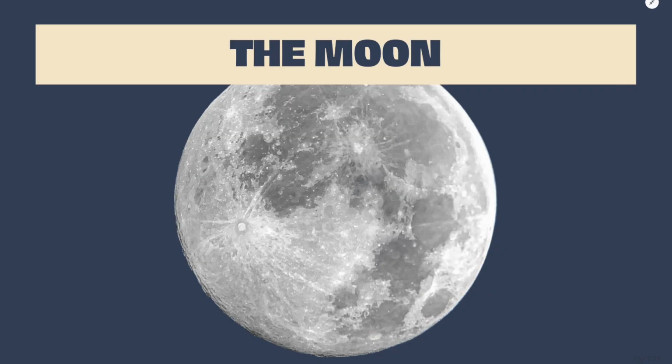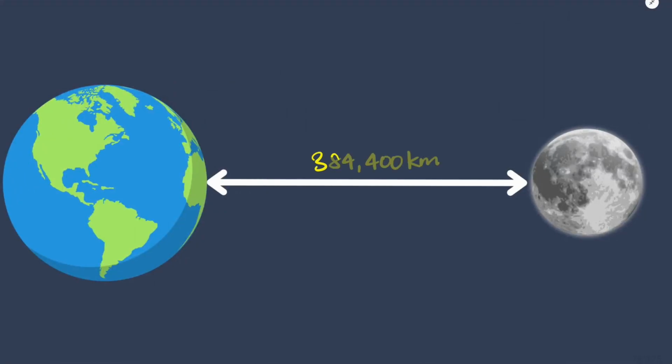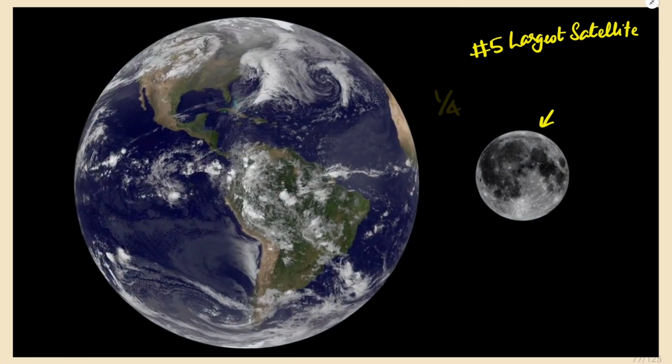Now, let's take a look at the Moon. The Moon is Earth's only natural satellite and the fifth largest satellite in the solar system. It is 384,400 kilometers away from the Earth and is about 1/4 the size of Earth's diameter. Despite being much smaller than the Sun, it appears as large as our Sun in the sky because it is much closer to us than the Sun.